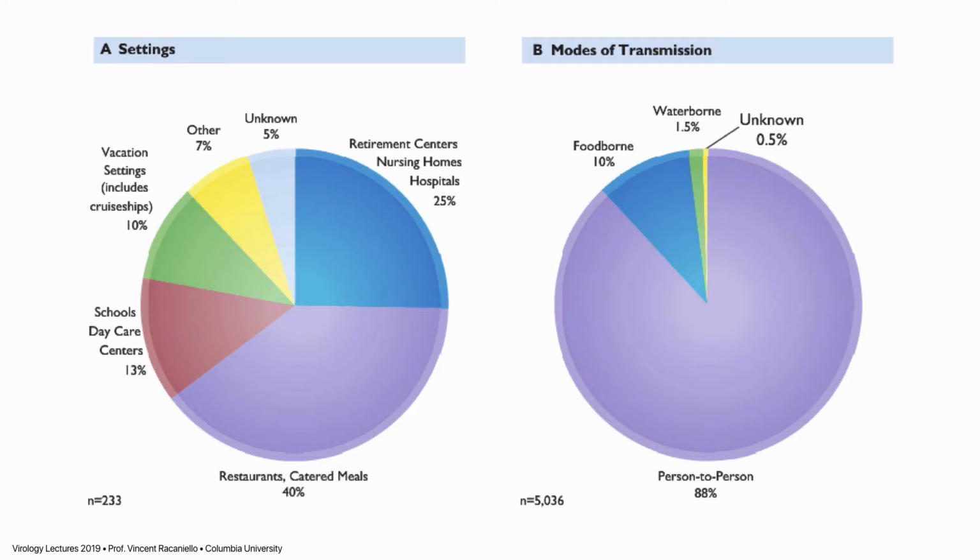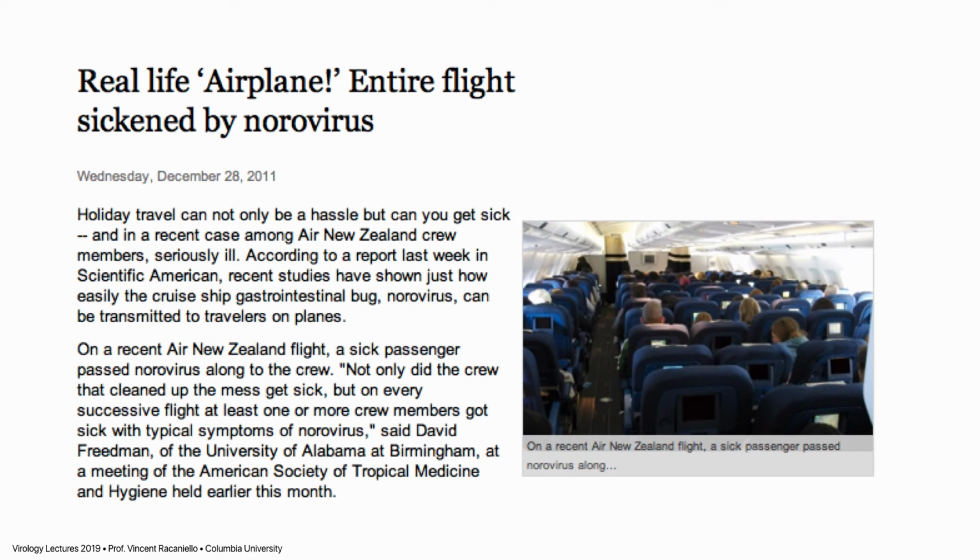So here are the settings where you see norovirus infections. The vast majority is in restaurants, especially catered meals. Again, someone is contaminating the food. Then retirement centers, nursing homes, and hospitals, and daycare centers. Cruise ships are only 10%, although you hear about a cruise ship when it comes back because of norovirus. And as for the mode of transmission, it's mostly person to person, and foodborne is only about 10%.